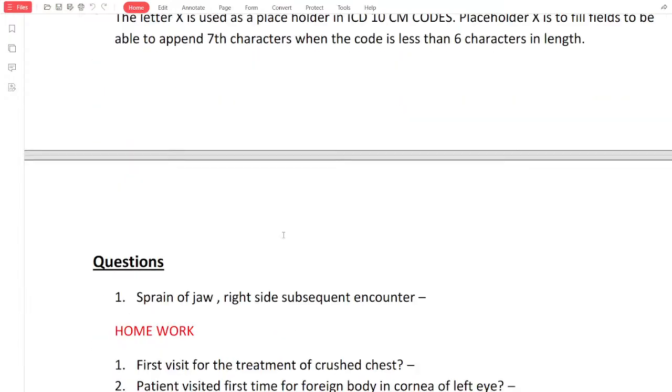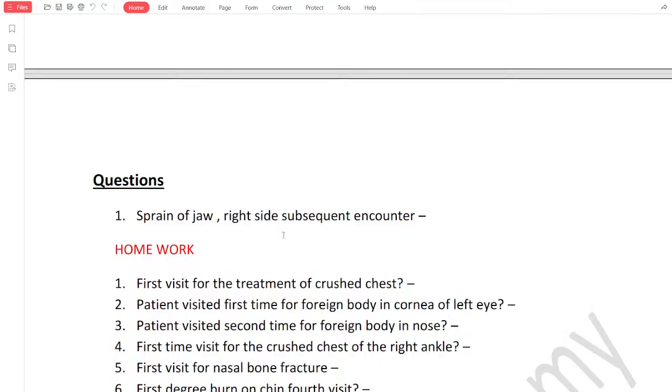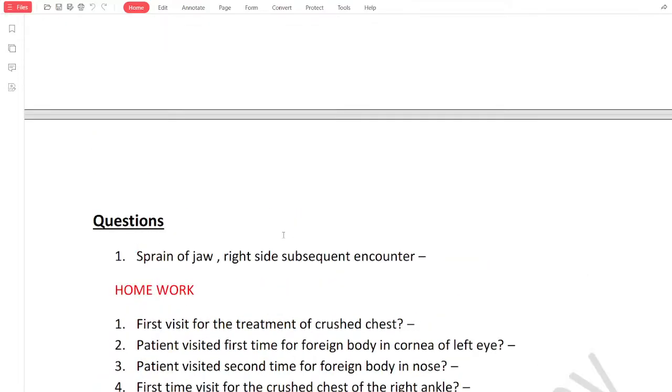Clear? Here are the questions. Try to solve these questions, dear. A sprain of jaw, right side, subsequent encounter, and also some homeworks. First visit for the treatment of crushed chest. Patient visited first time for foreign body in cornea of left eye. Patient visited second time for foreign body in nose. First-time visit for the crushed chest of the right ankle, and first visit for nasal bone fracture. So these are some homeworks. Try to solve all the homeworks.